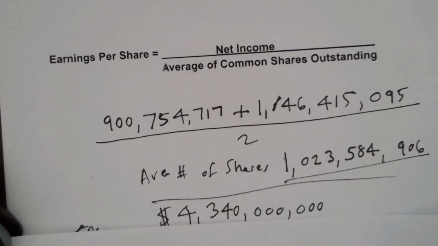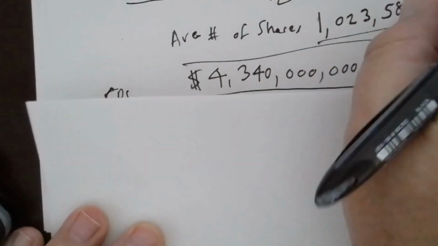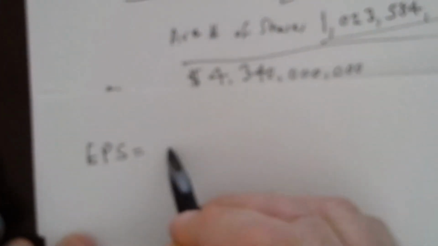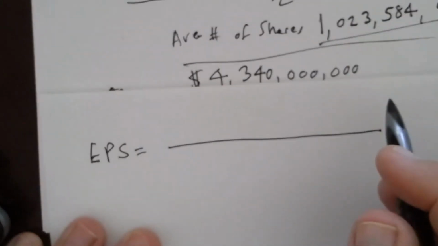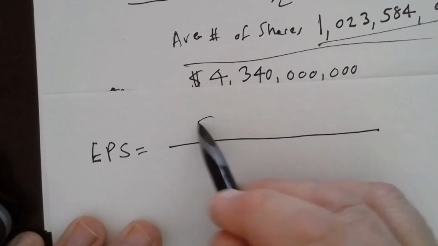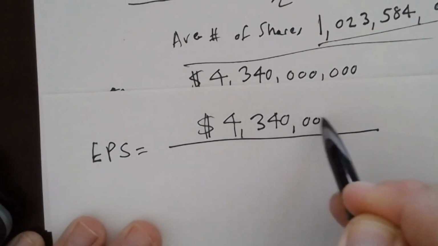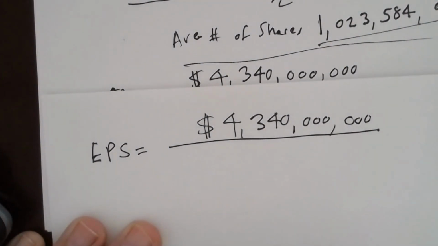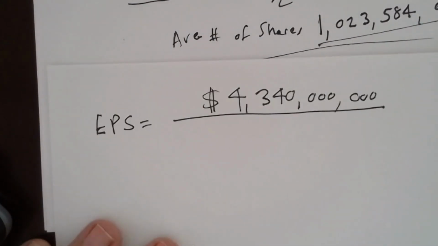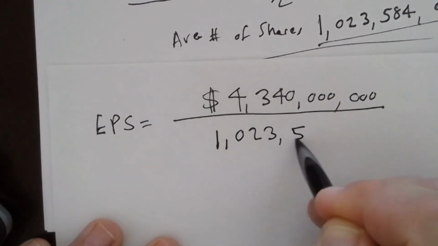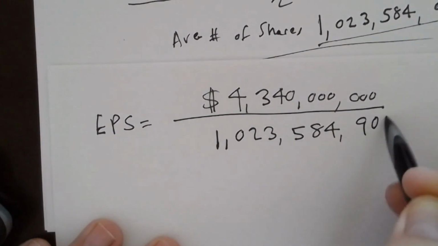Given this information, let's go ahead and figure out our earnings per share using the formula. So we have the earnings per share, I'm going to write that down as EPS, is equal to the net income, which we were given above as 4,340,000,000. And then we know the average number of shares is what we figured out above.